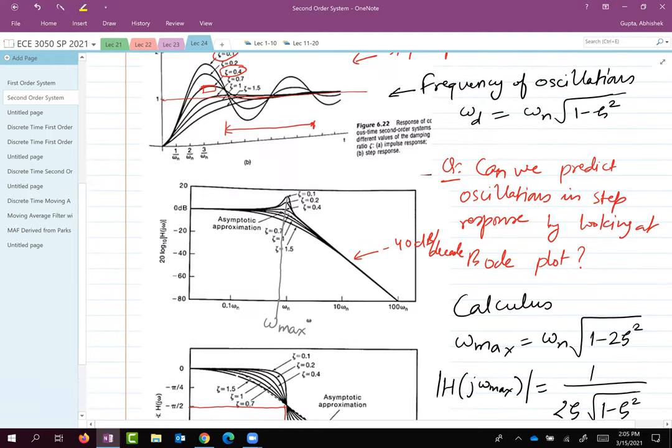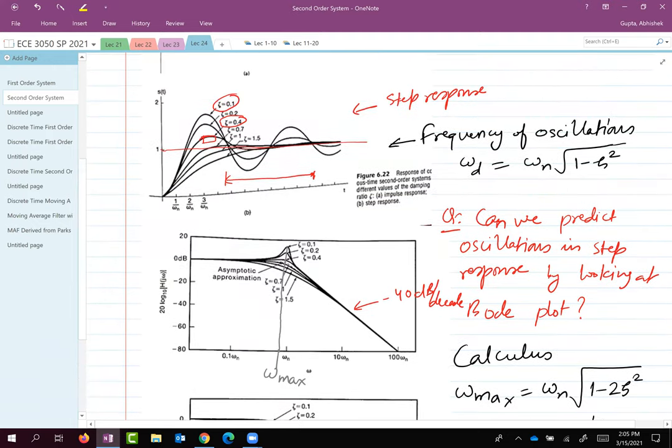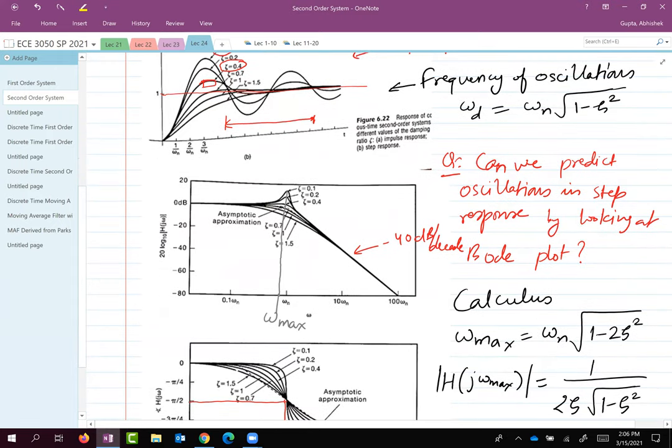Okay. So now let's look at situations where your zeta is less than one, and therefore you see some sort of oscillations in the system. I'm going to show you some YouTube videos. Any questions so far on this theoretical part before I move on to YouTube?